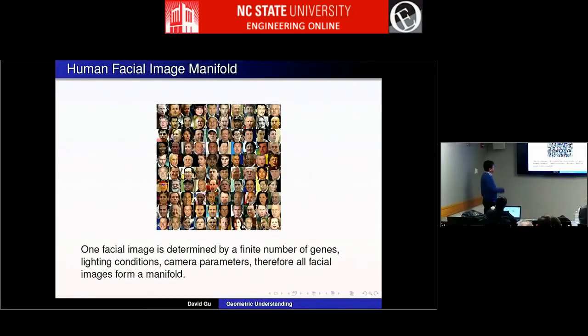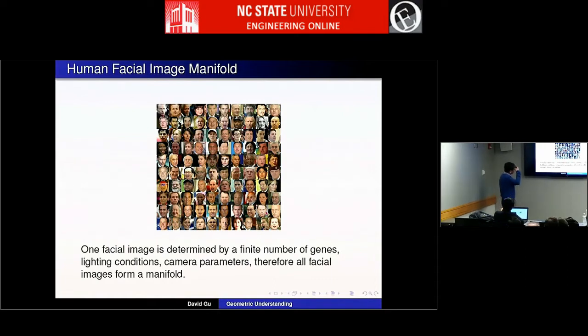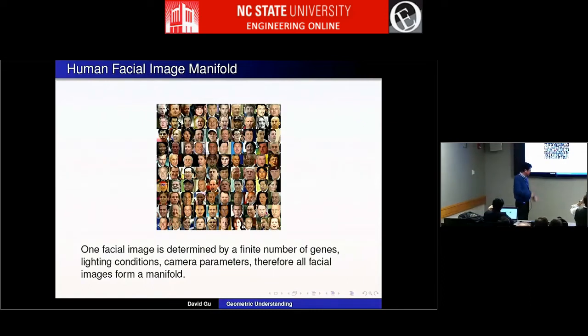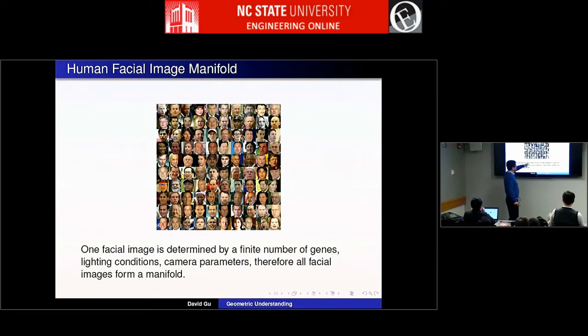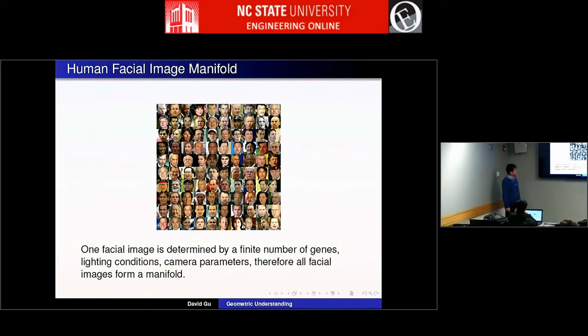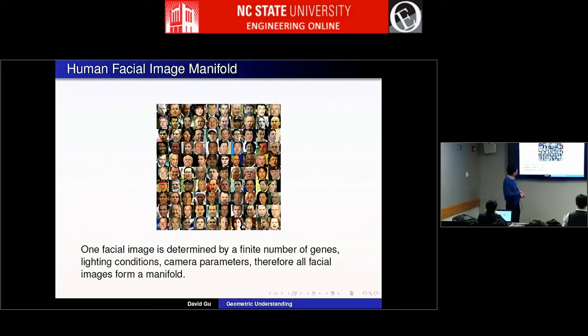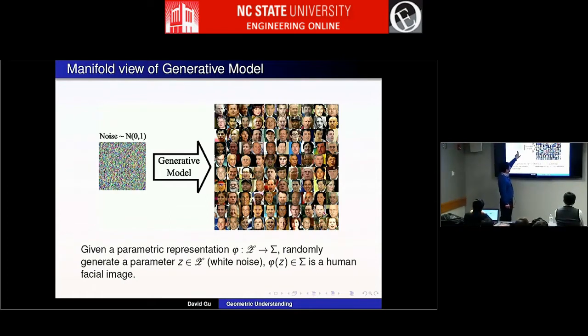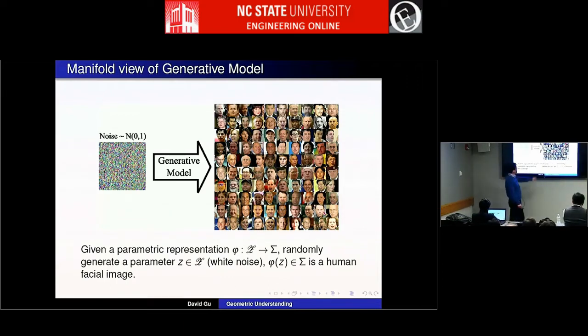Then if we generalize to a higher dimensional case, suppose we take human facial images. We treat each human facial image as one point, so they form a manifold. In order to determine one image, we need a number of parameters, like the human genes to determine the shape, the viewing angle, the lighting condition, and cosmetics. Therefore, the dimension of this manifold is still very limited. According to our experiments, 100 dimensions is good enough to describe the human facial image manifold. For a generative model, you generate white noise in the latent space, then map this point back to the human facial manifold. Each point on the human facial manifold gives you one image. That's the geometric view of the generative model.